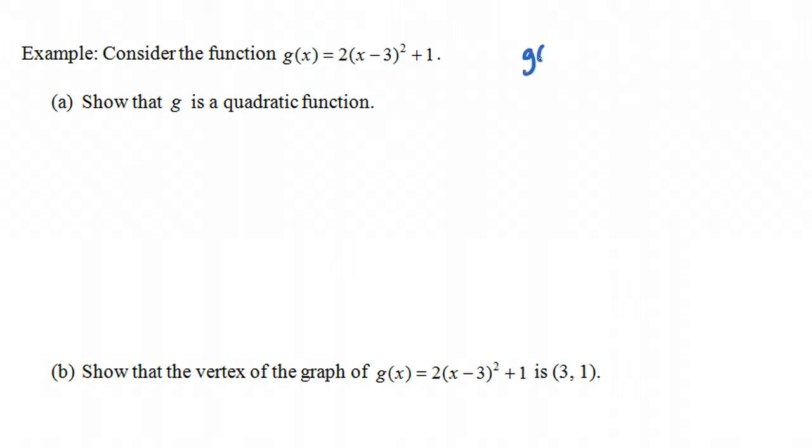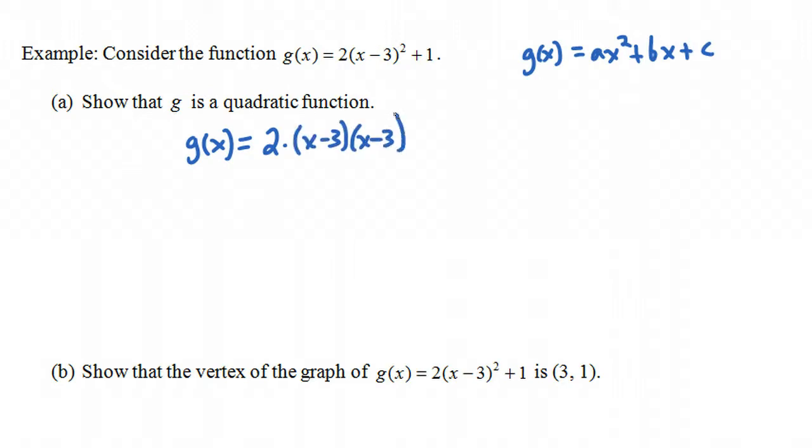Now, to be a quadratic function, remember it has to be of the form ax squared plus bx plus c. And the way it's written, it doesn't look like it's in that form, but we can put it in that form by, first of all, writing out what x minus 3 squared means. It means x minus 3 times x minus 3. All right, and then if we FOIL this out, let's write what x minus 3 times x minus 3 is.